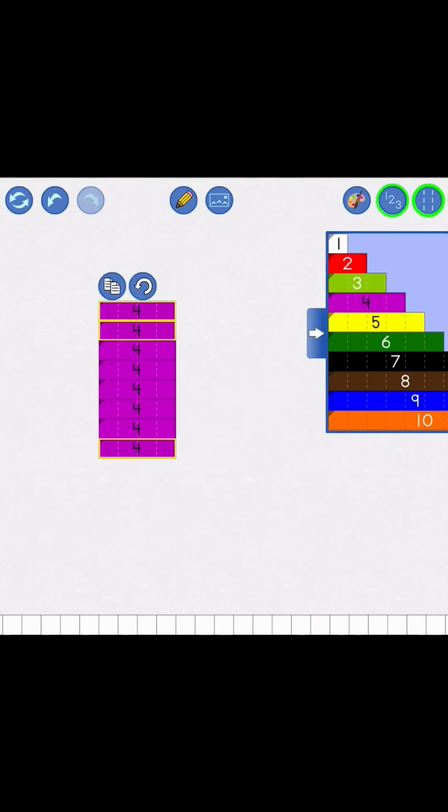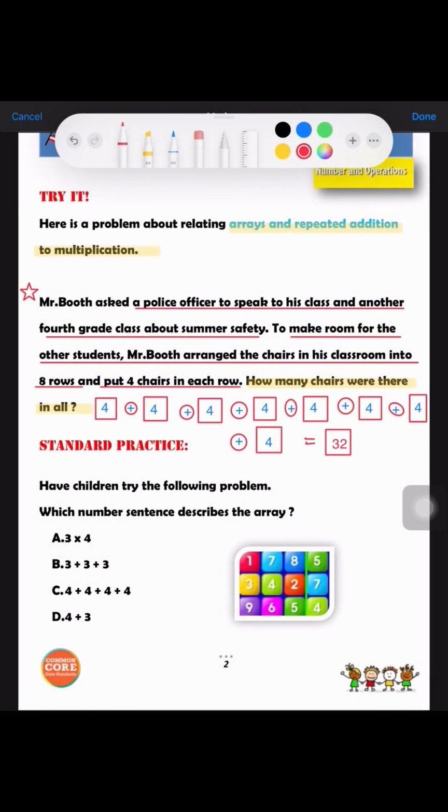Okay. So now there are 8 rows of chairs. In each row there are 4 chairs. So the total number of chairs will be 4 plus 4 plus 4 plus 4 plus 4 plus 4 plus 4 plus 4 equals 32. So this is repeated addition. And then we take a look at the sentence practice below.